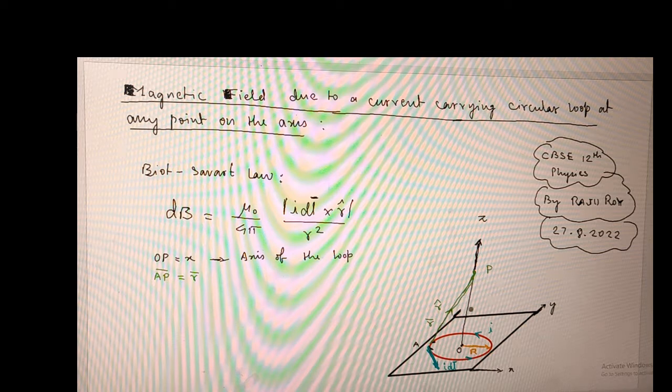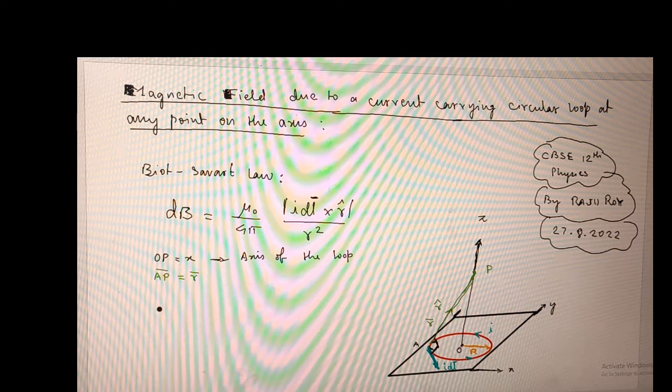Now you see this is tangential, and the AP vector and the tangential vector I dl will be perpendicular to each other, or not? It will be like this. Okay, this is perpendicular. So I dl cross r cap, the unit vector r, will be I dl into 1 into sine theta. Sine theta, theta is 90 degrees, so it will give you I dl only. I dl cross r cap will be I dl. So let us use that.